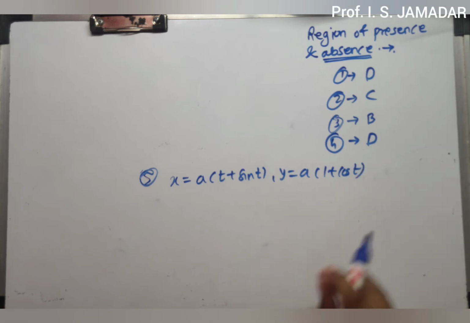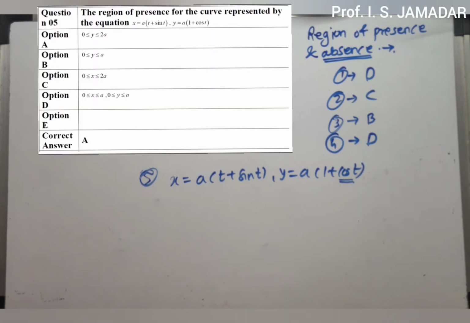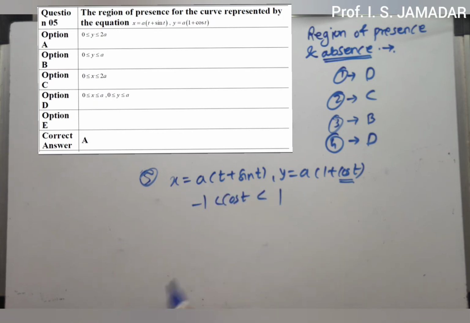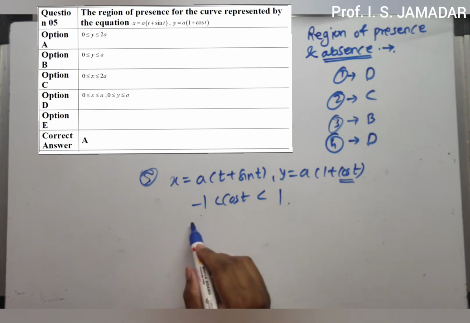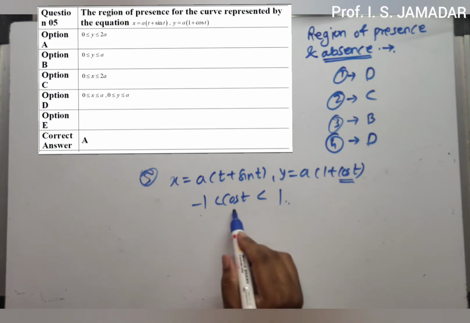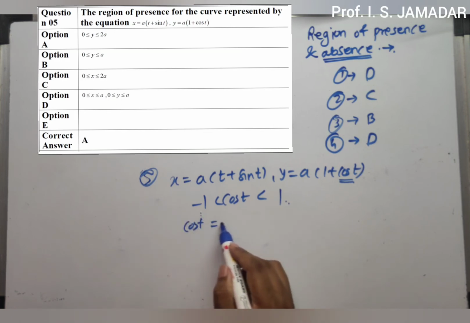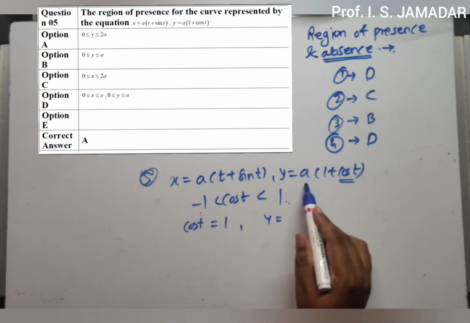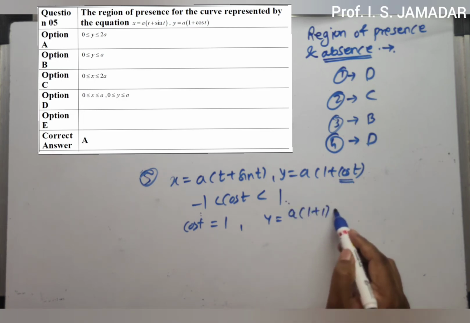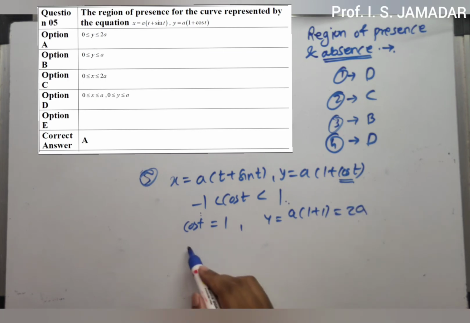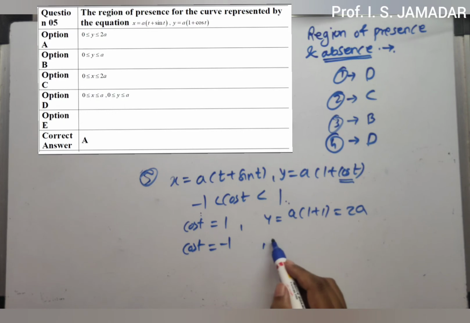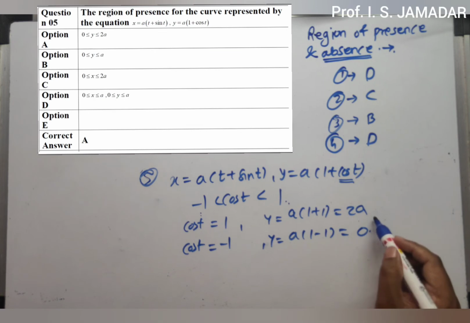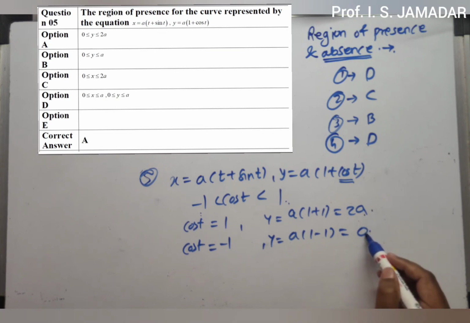Now for the parametric curve, here you have trigonometry, and cos we know lies between minus 1 to plus 1. So the highest value of cos is plus 1 and the lowest value is minus 1. For cos t equal to 1, what can you say about y? Cos t is equal to 1, y is a into 1 plus 1, that is 2a. And for cos t equal to minus 1, y is equal to a into 1 minus 1, which means 0. So y is maximum 2a and minimum 0.